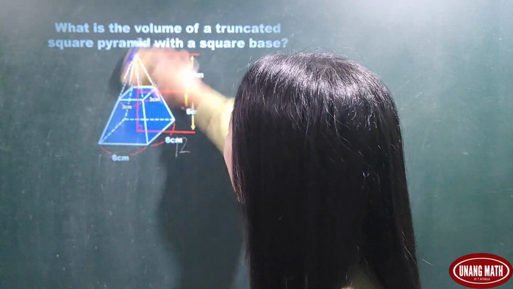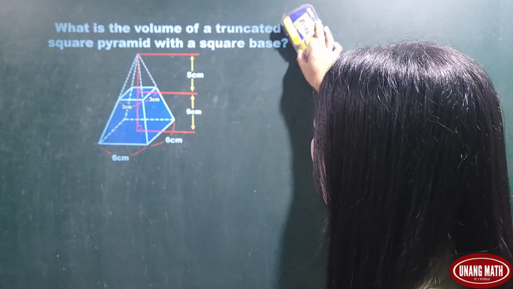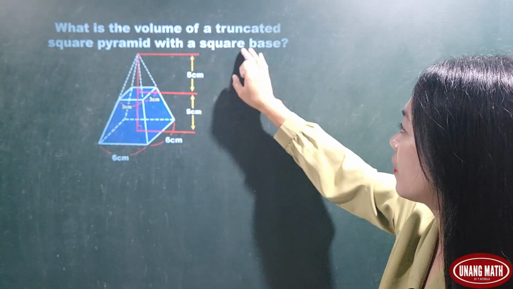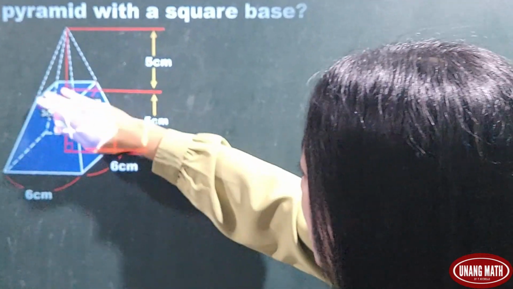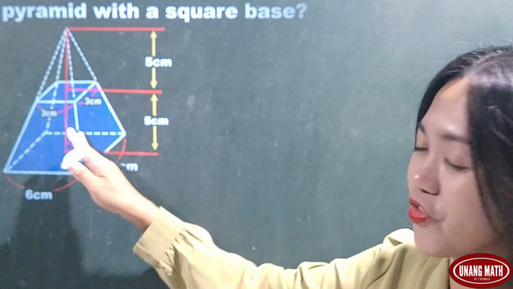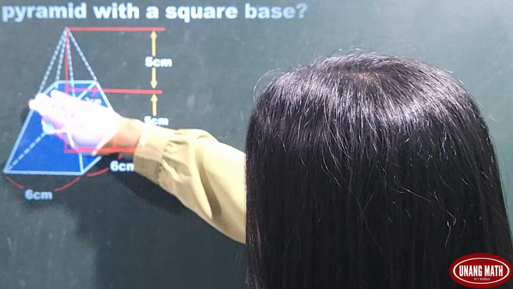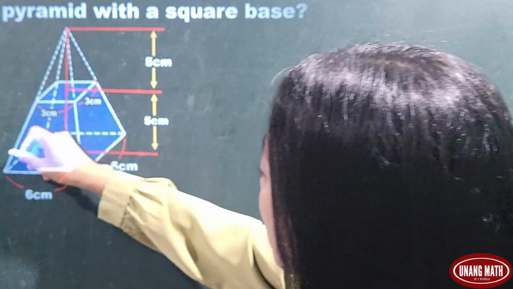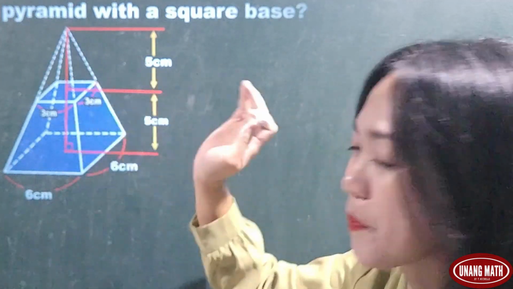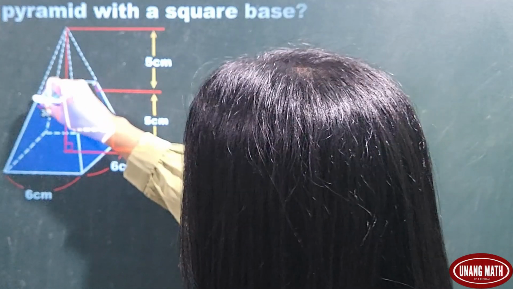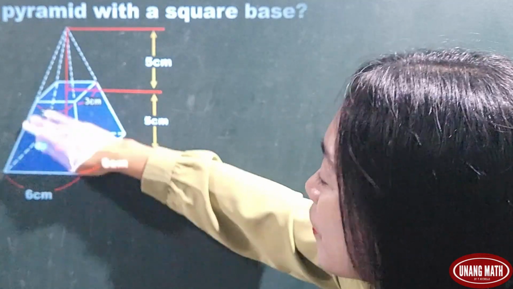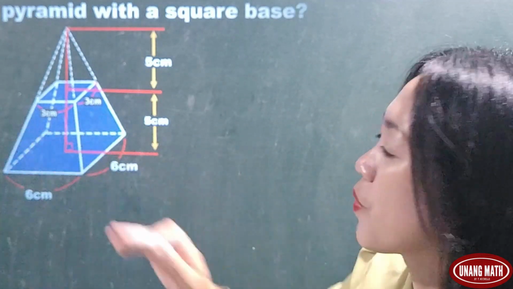This time, let's answer this problem. We're going to find the volume of this truncated square pyramid with a square base. So this is our truncated square pyramid. Our strategy to find the volume of this truncated pyramid is, first, we have to get the volume of this bigger pyramid minus the volume of this smaller pyramid. That is to find the volume of this truncated square pyramid.